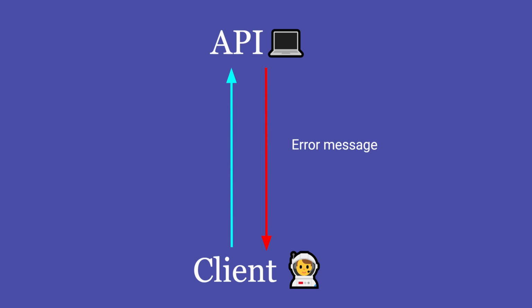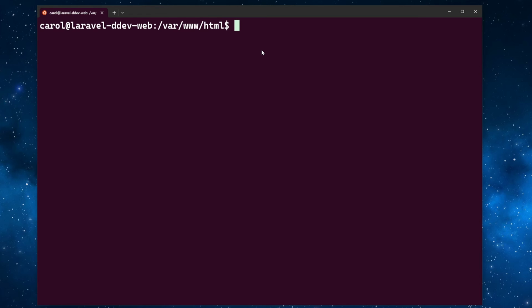Let's get started. A good way to implement the check is by using a middleware. A middleware lets us apply the check to all APIs or just specific ones. To create the middleware, run the following command: php artisan make:middleware, and I'm going to name it ForceJsonResponse.